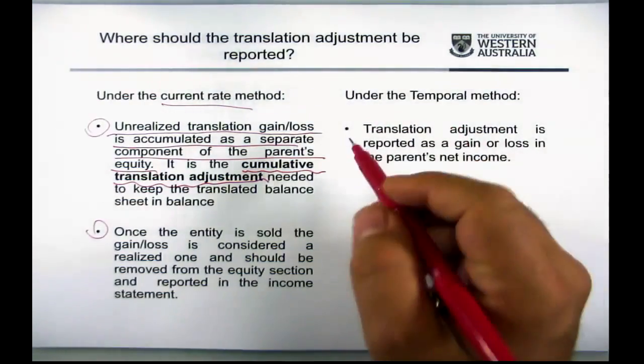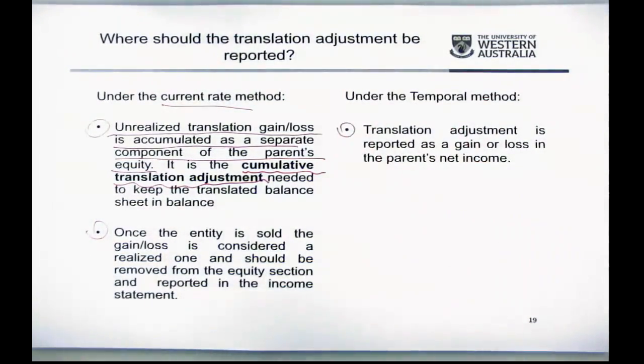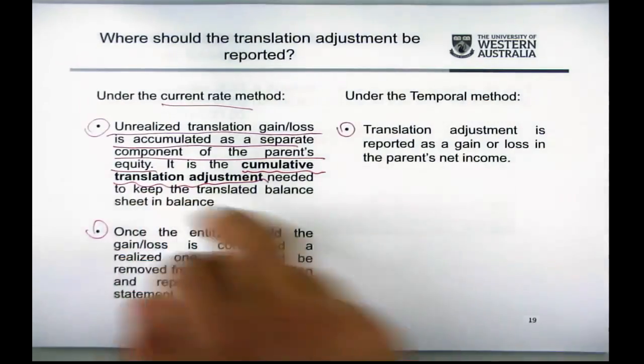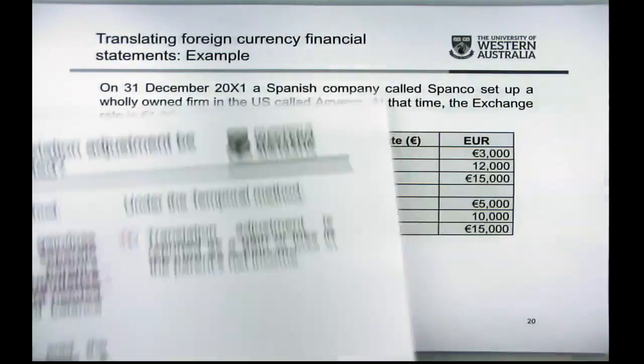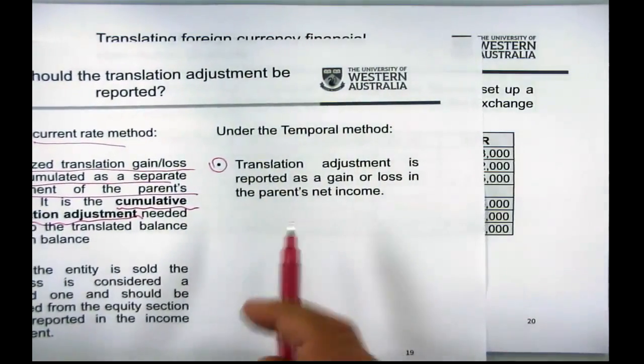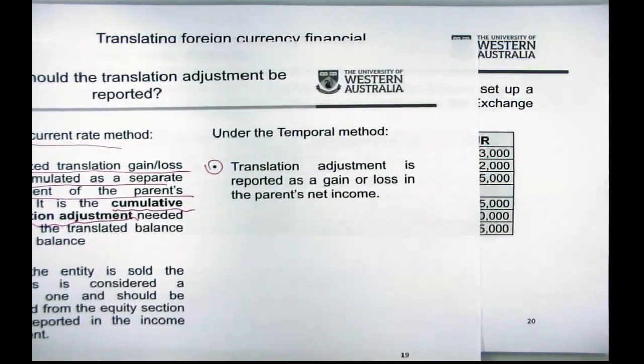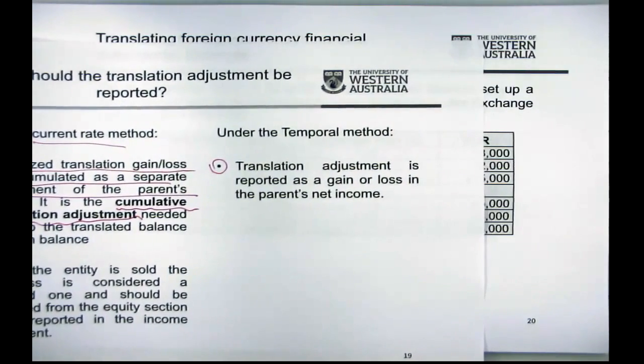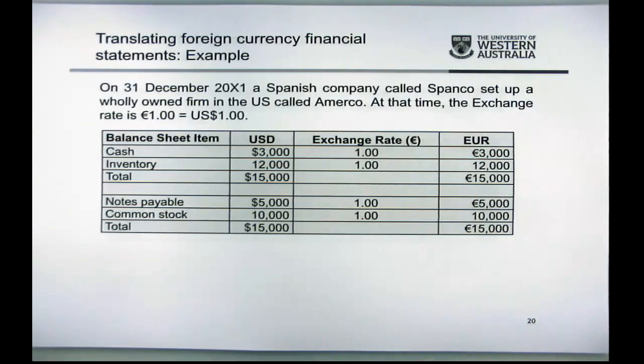Under the temporal method, any translation adjustment gain or loss is to be reported in the income statement rather than in the equity of the parent firm. So it will be reported in the parent firm's net income, the parent firm's income statement. Make sense? Okay. So this is an example. You may see something like this in the final exam. Very lovely example.